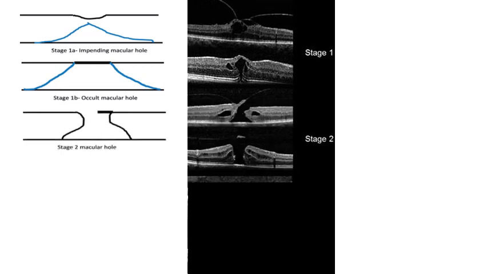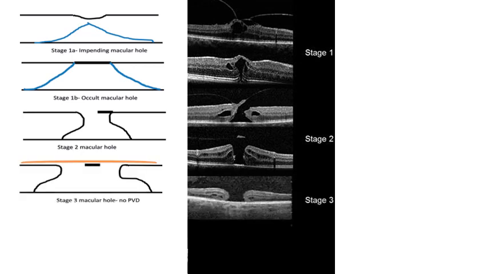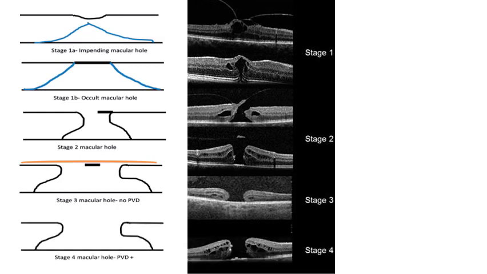Stage 2 macular hole is a full thickness macular hole. There is a full defect of all layers of the neurosensory retina. Stage 3 macular hole becomes a bit larger, but there is incomplete separation of the posterior hyaloid. There is incomplete, or there is no PVD. Stage 4 macular hole is a complete macular hole with the presence of PVD characterized by the presence of a Weiss ring.